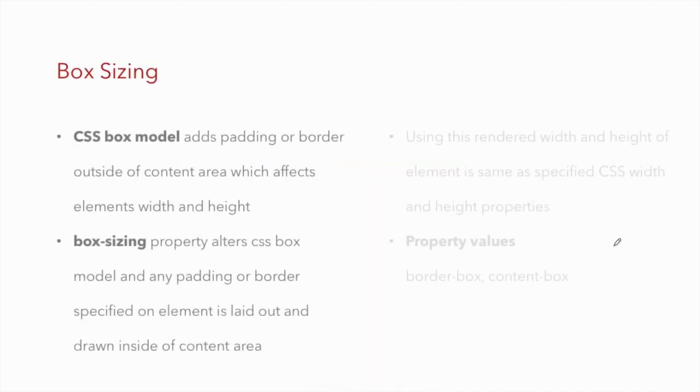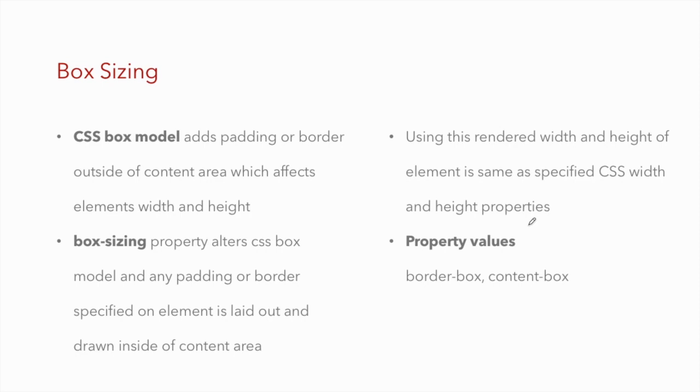Then we'll talk about box sizing quickly. In box sizing, the CSS box model basically adds padding or border outside the content area, which affects the element's width and height. However, the box-sizing property alters the CSS box model, and any padding or borders specified on the element are laid out and drawn inside the content area.